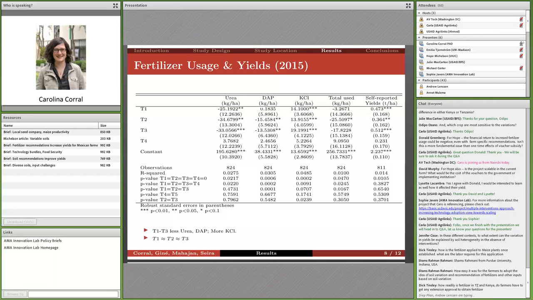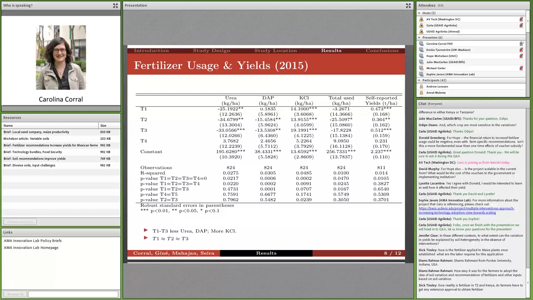So we see that for 2015, the year that the intervention took place, farmers did what we asked. We recommended less urea, and yes, they used less urea. We recommended a little bit less DAP, and yes, they used a little bit less DAP. We see adoption of potassium chloride, which they were not using before. And overall, we see that they use less fertilizer, not more.